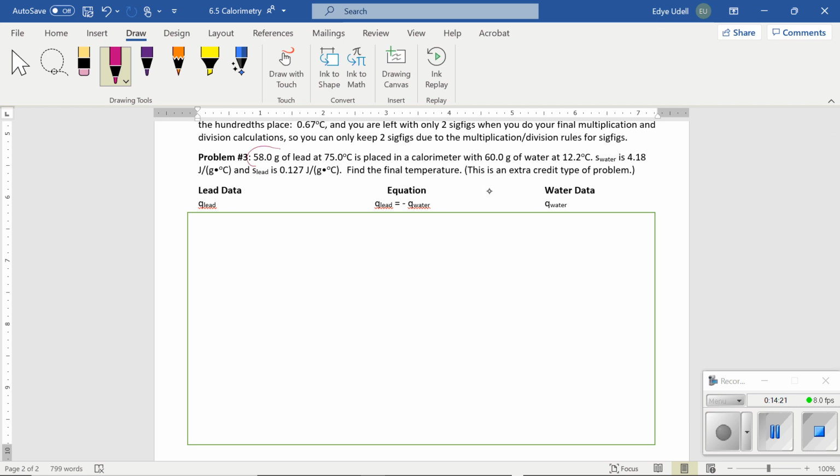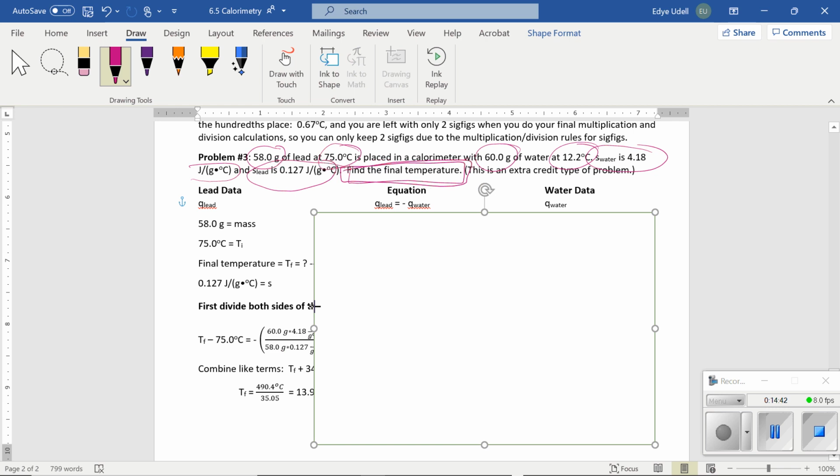We circle everything given. I'm just circling all the given quantities. Those go with those units. S for lead. Here we go. This is what we're looking for. I'm putting a square around what we're trying to find. So now I can fill in my lead data. You can ignore what's down here. Okay, so I've got a number here, and here's my number.